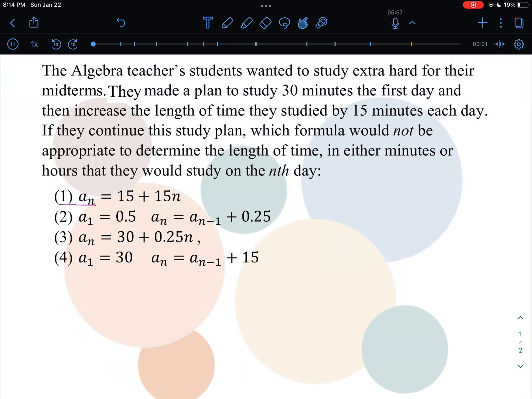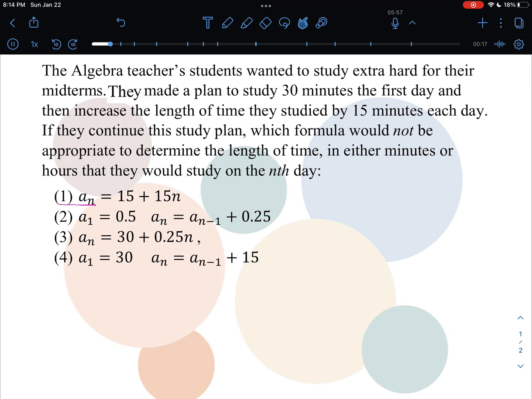It's time for another Algebra 2 Regents quick question walkthrough. And this one says, the algebra teacher's students wanted to study extra hard for their midterms. They made a plan to study 30 minutes the first day and then increase the length of time they studied by 15 minutes each day.